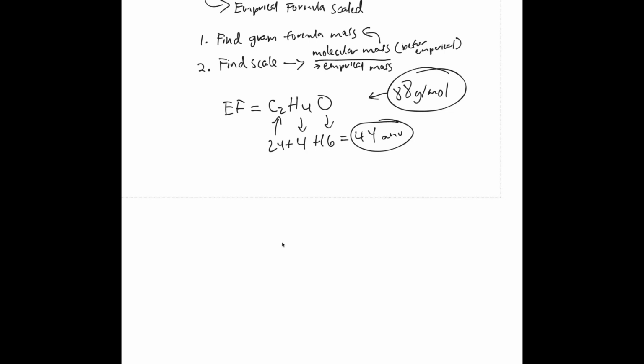And so what you're going to do with this equation is this equation helps you find the scale, right? And so then using this scale, you're going to find the molecular formula. So since we know the molecular mass is going to be 88, and then we have the empirical mass, which is 44, we know the scale is 2. And so the scale from the empirical formula to the molecular formula will be 2 times.